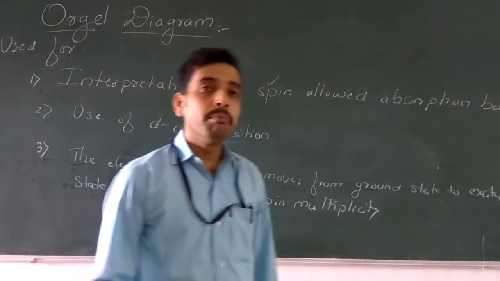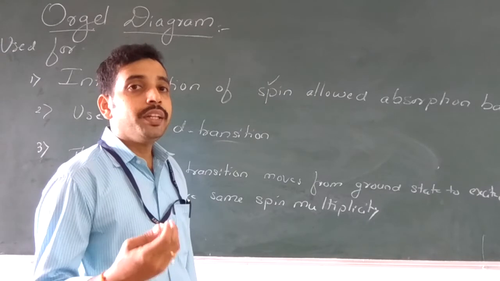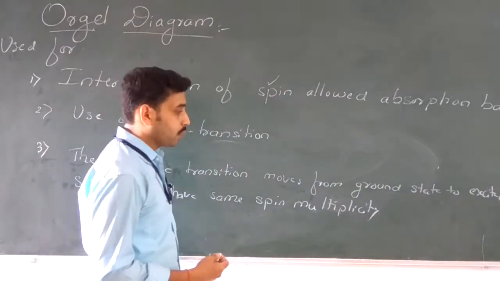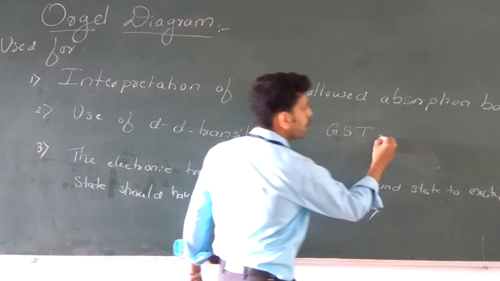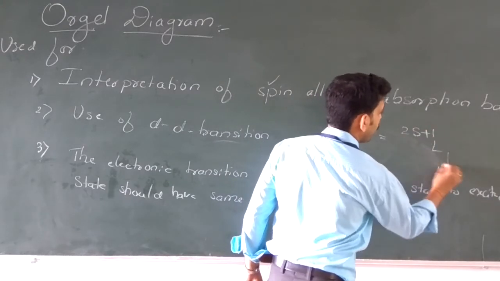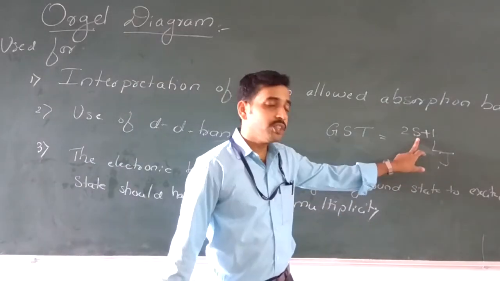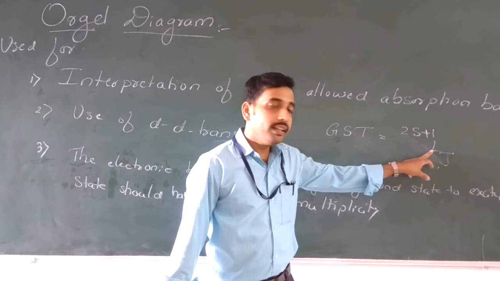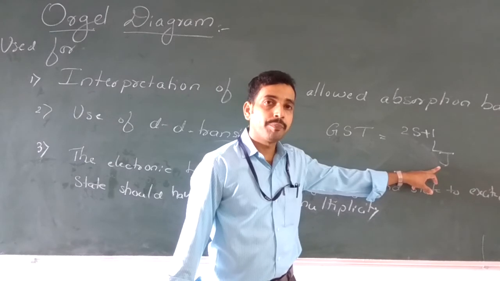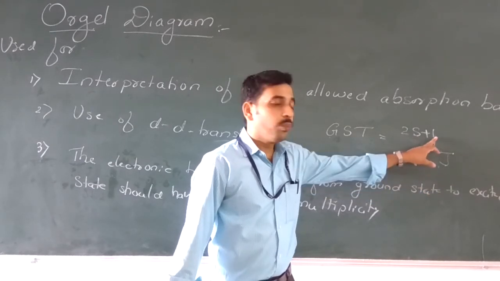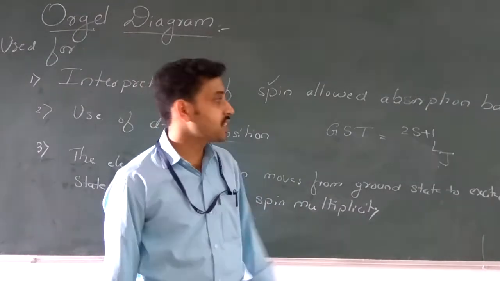Having the same spin multiplicity. Spin multiplicity, according to the spectroscopic ground state calculation, the ground state term is equal to 2S plus 1 L of J. Here S stands for the spin quantum number, L stands for the angular quantum number and J stands for the orbital quantum number, where 2S plus 1 is the spin multiplicity.